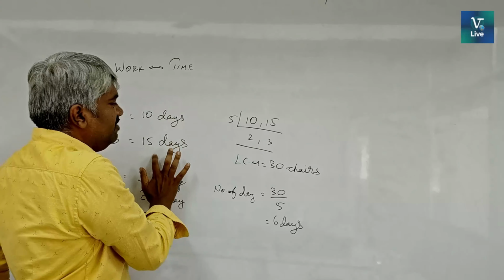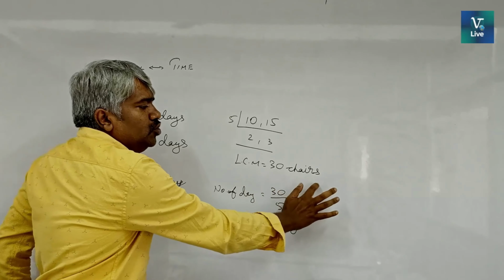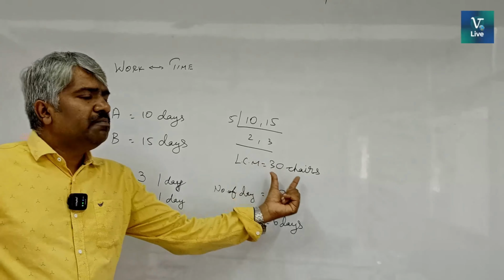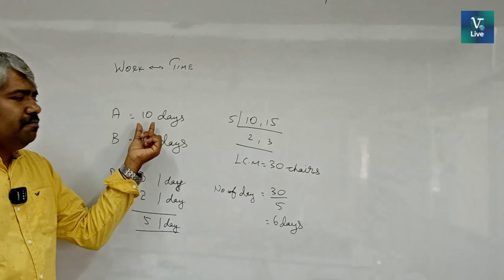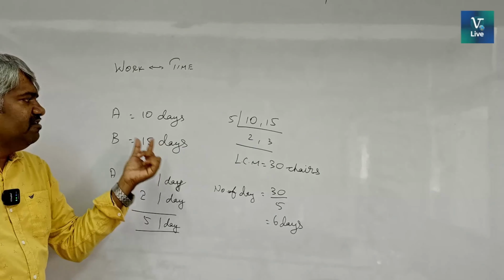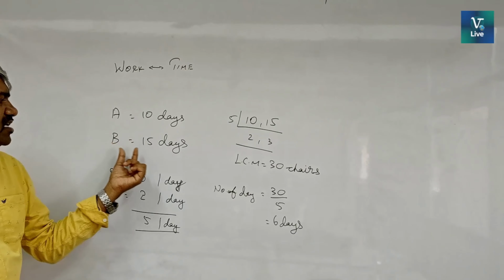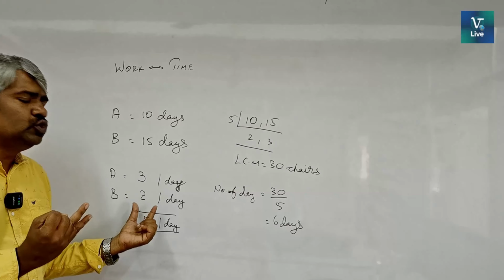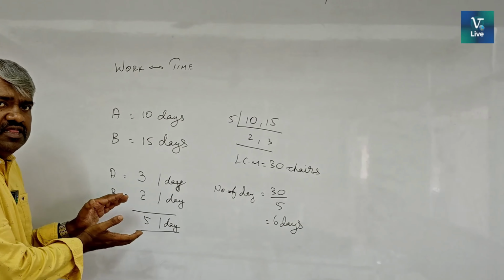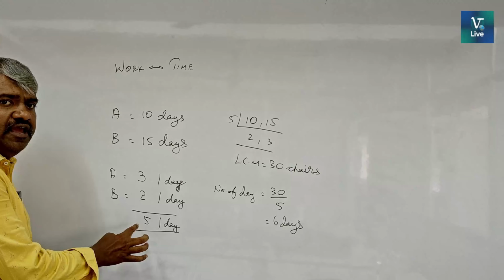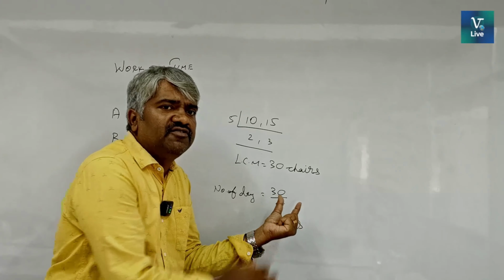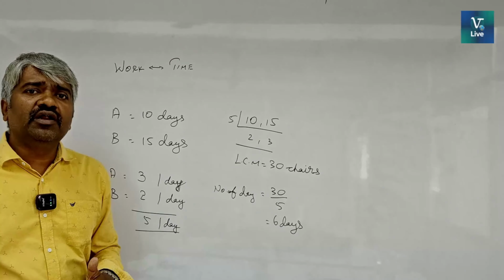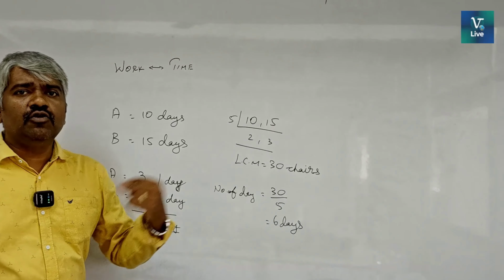So the LCM of 10 and 15 is 30. I convert it into 30 chairs. Now the work of A and the work of B is to manufacture 30 chairs. When A manufactures 30 chairs in 10 days, he will manufacture 3 chairs in one day. Whereas B takes 15 days to manufacture 30 chairs, he manufactures 2 chairs in one day. When they work together, they will manufacture 5 chairs in one day. So to manufacture the total of 30 chairs, they require 6 days when they work together. I hope you are clear with this solution. Next, we look into another problem.